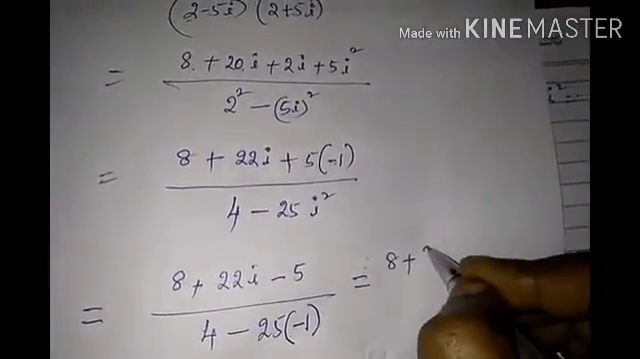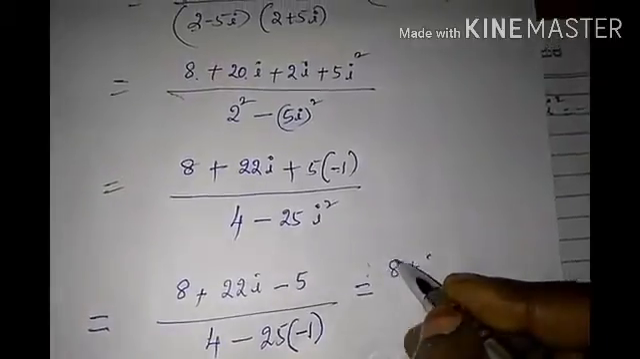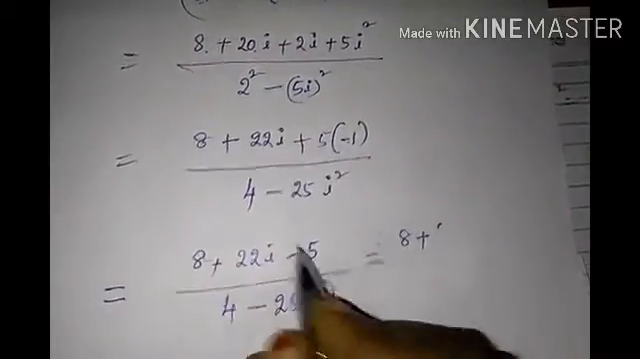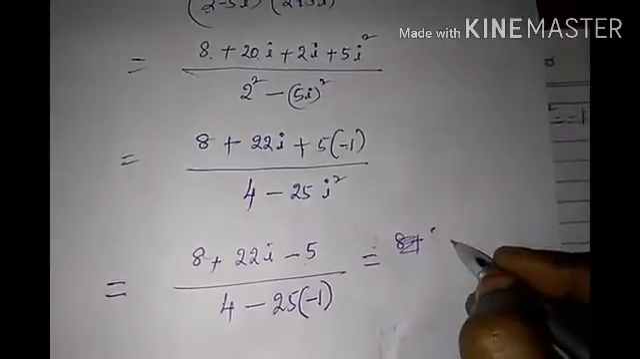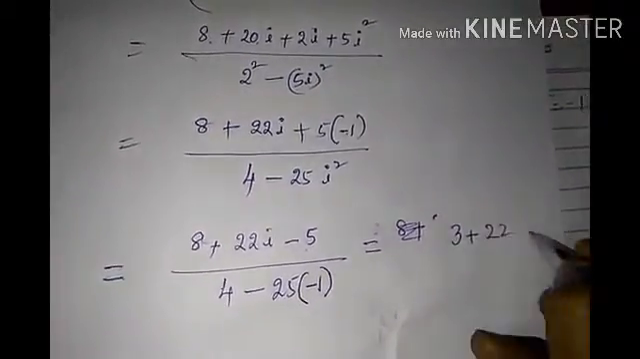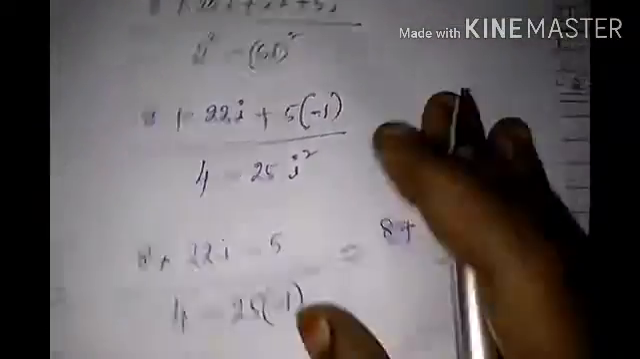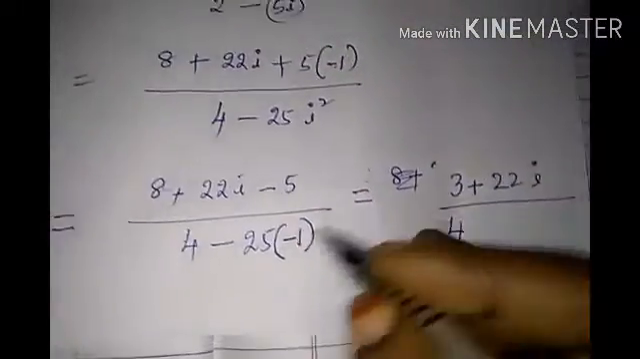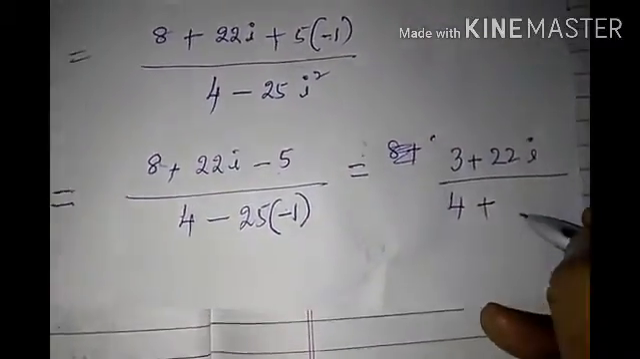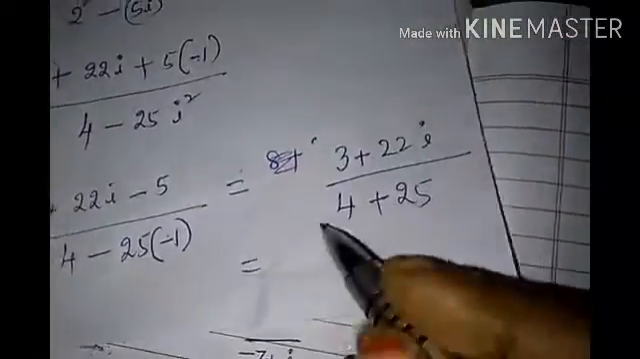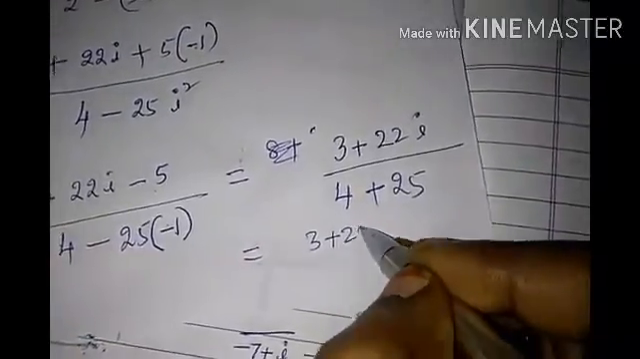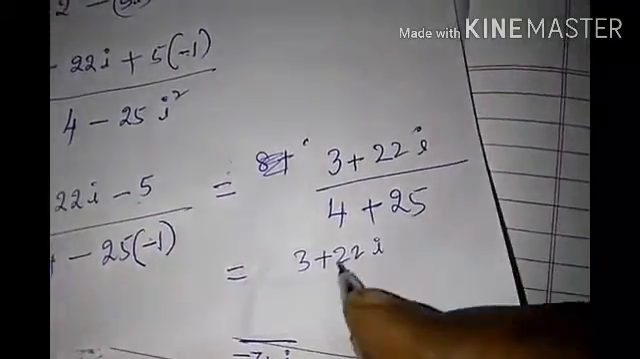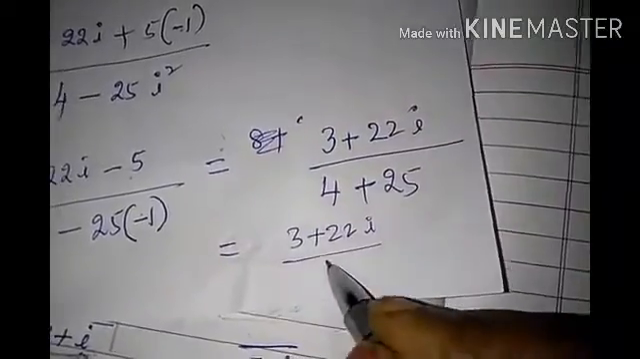That is equal to 8 plus, you have to add these two. 8 minus 5 gives what? 3 plus 22i by 4 minus of minus gives plus 25, which is equal to what? 3 plus 22i by 25 plus 4 gives 29.